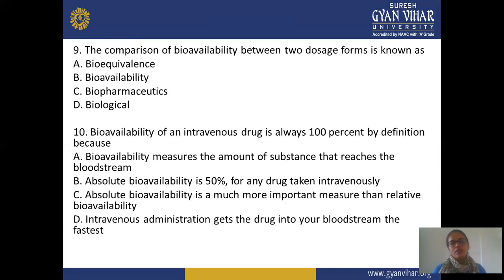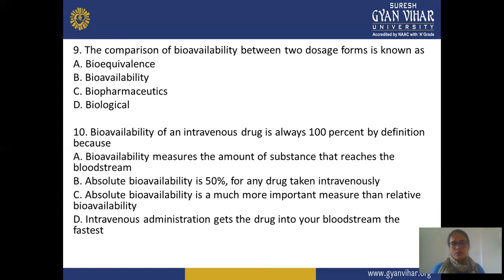In the ninth question, the comparison of bioavailability between two dosage forms is known as A, bioequivalence, B, bioavailability, C, biopharmaceutics, D, biological. Means you just compare your bioavailability study, like bioavailability of two dosage forms or two formulations, and after this study you check these two dosage forms or two formulations, and this study is known as a bioequivalence study, bioavailability study, or biopharmaceutical study. Out of these four options A, B, C, D, you select any one correct answer.